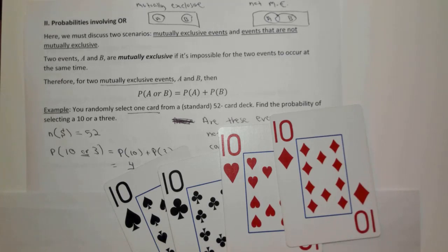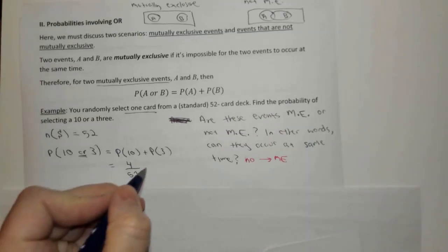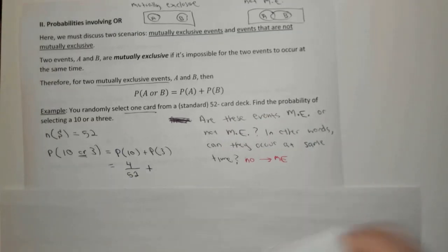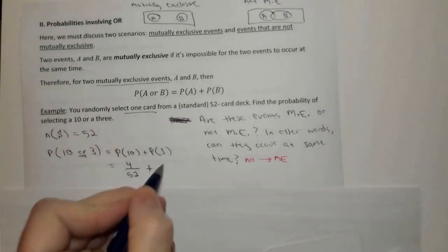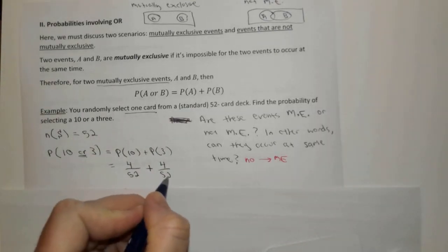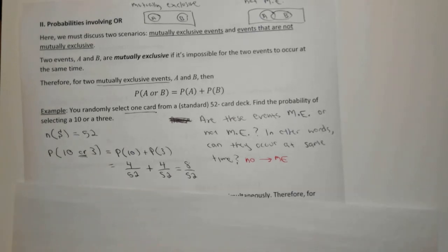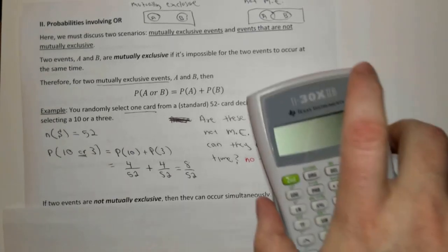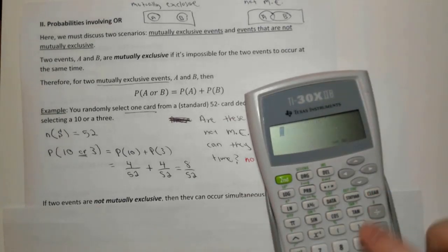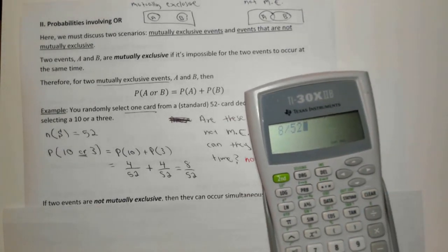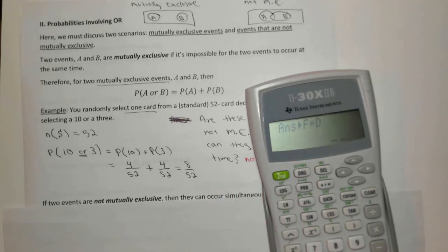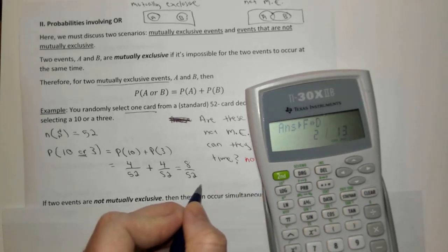All right, so we have 4 10s. We also have 4 3s. I pulled those at the same time. So 8 over 52. Let's reduce that. 8 divided by 52, second PRB, if it reduces, it is 2/13.